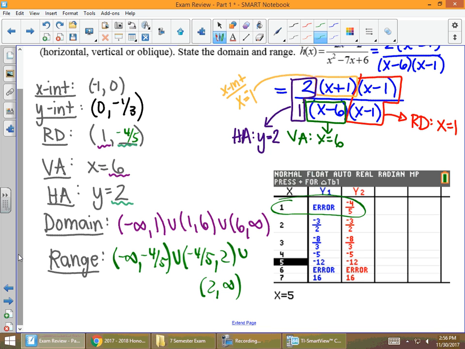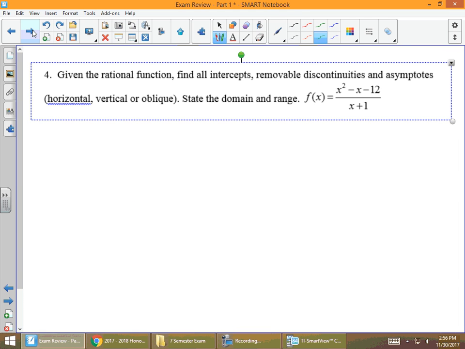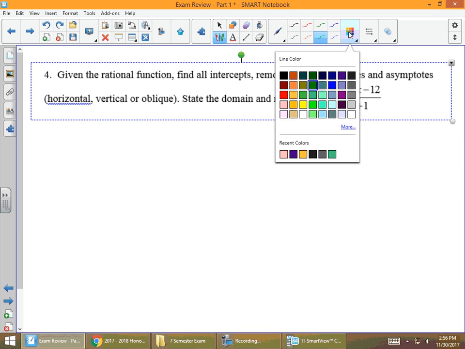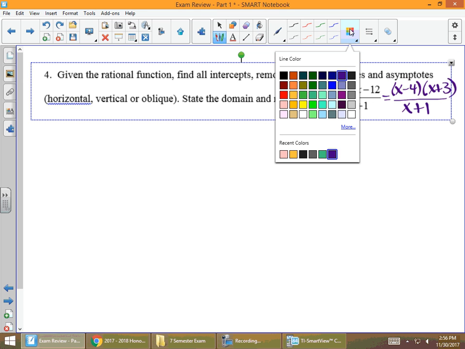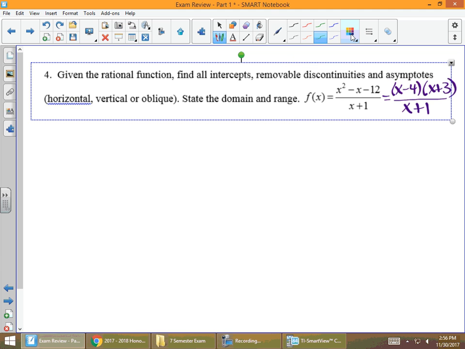All right, one more. Since we have done a bottom-heavy fraction and a fraction with the same degree, you should have expected to see a top-heavy. And this guy is a top-heavy fraction. We can factor this, but nothing cancels. So it's good to factor for a couple reasons. One, that gives us our x-intercepts. The top of your fraction gives you your x-intercepts.